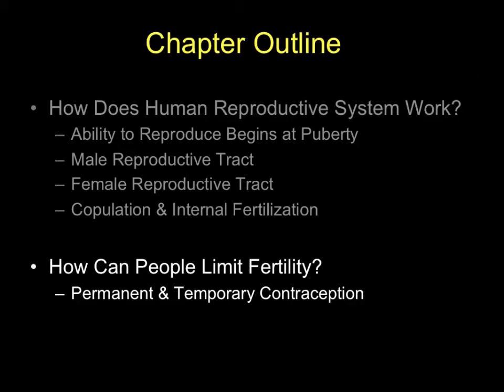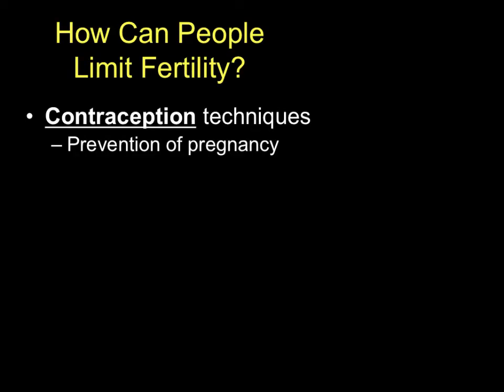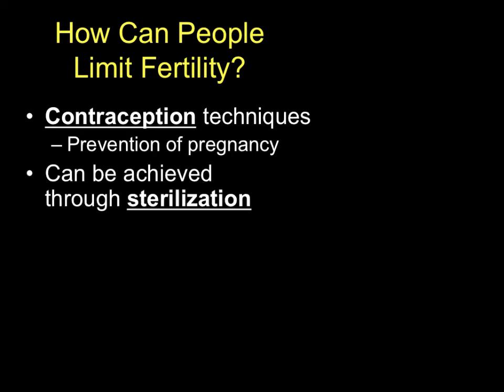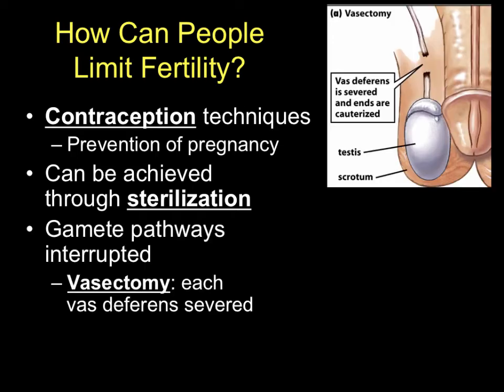The last little bit of this chapter deals with fertility and how people can limit fertility, so contraception basically is what we're dealing with here. There are a variety of different categories of contraceptive techniques, ranging from preventing pregnancy in the first place, both permanently as well as temporarily. So you can look at a full-fledged sterilization situation where what you're going to do is block the pathway of sperm cells or prevent sperm cells from reaching an egg cell.